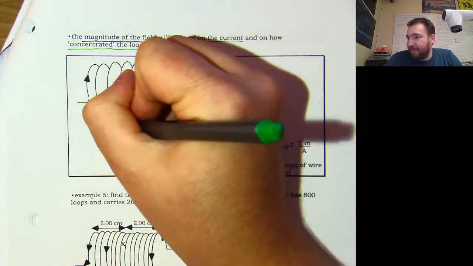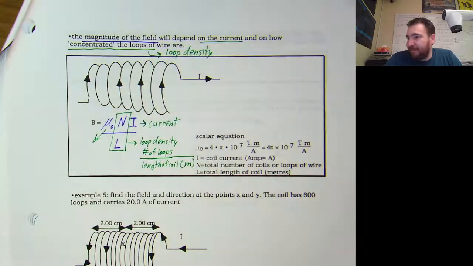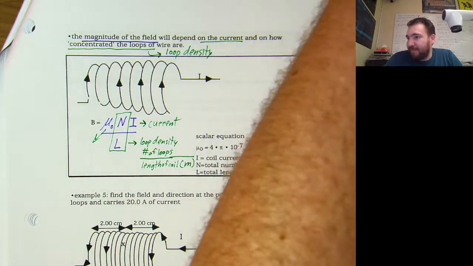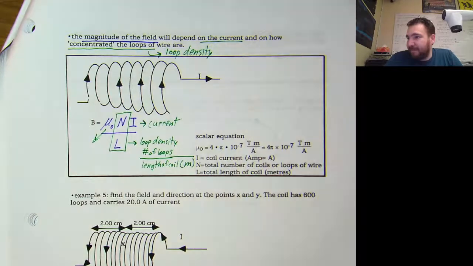And then this bad boy here, mu naught, has a name. Well, K had a name too. I didn't tell you what the name was. Mu naught.